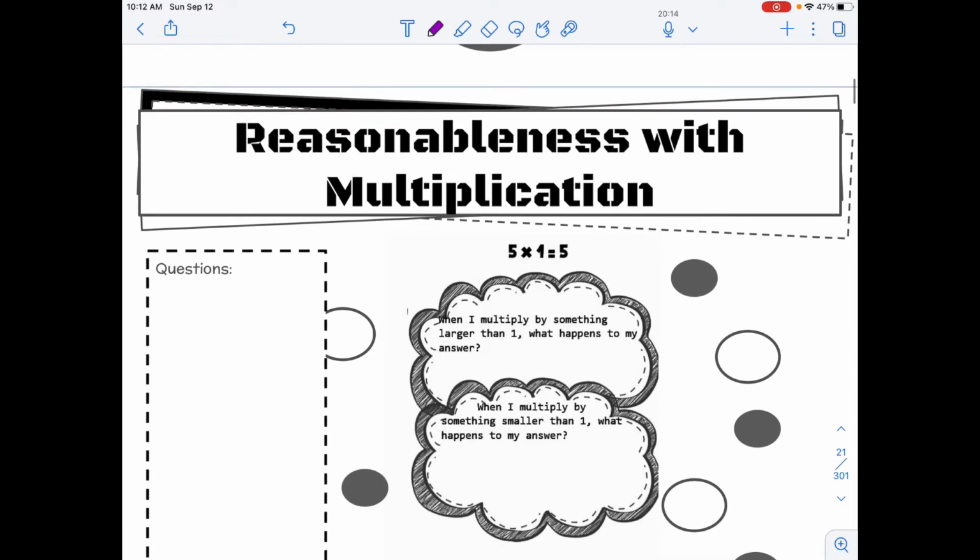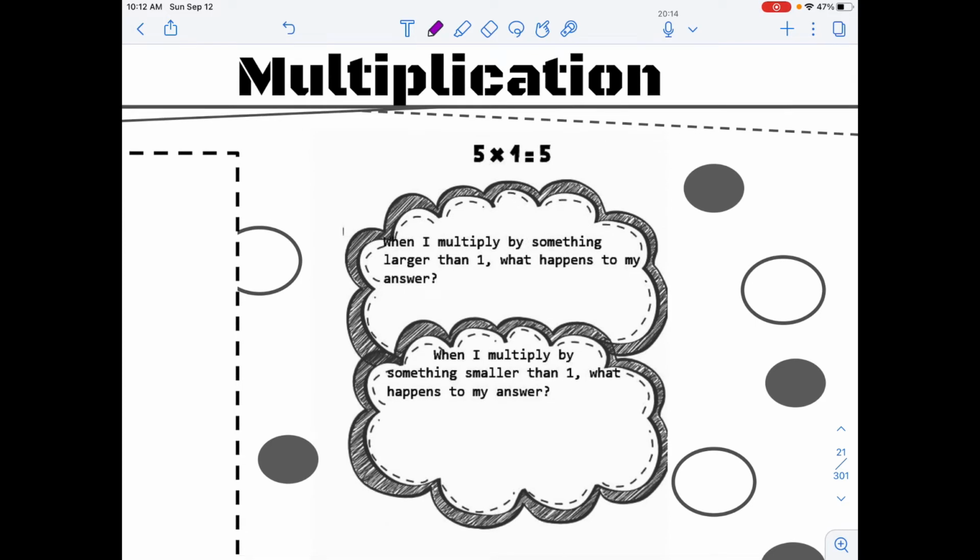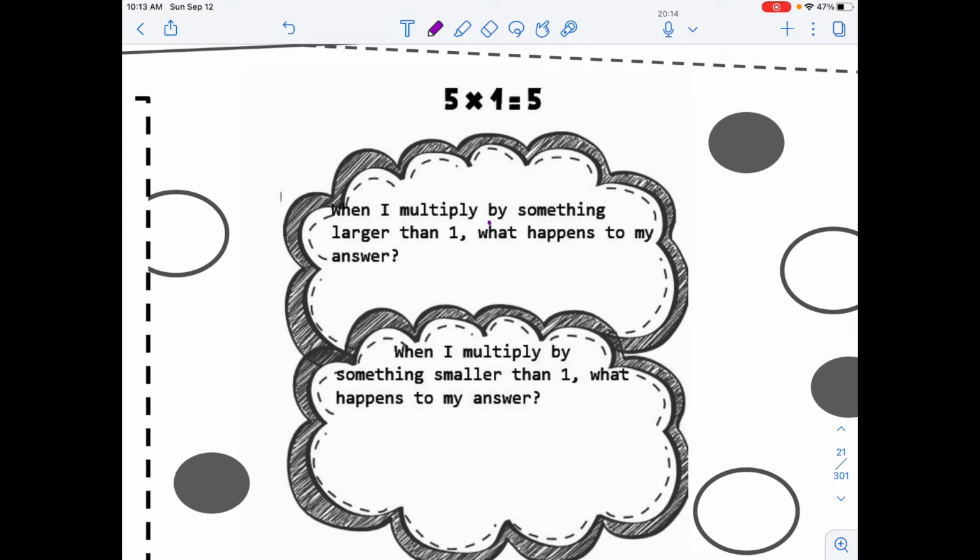Okay, so here we are with the second page, and I'm going to go into a little bit more depth of the reasonableness with multiplication. This says, when I multiply by something larger than 1, what happens to my answer? Right here we have 5 times 1. Remember, when you multiply any number by 1, you get that same number back. So if I'm multiplying by a number larger than 1, say 5 times 2, 5 times 3, my answer is going to be larger than 5. Even 5 times 1.5 is going to be larger than 5.